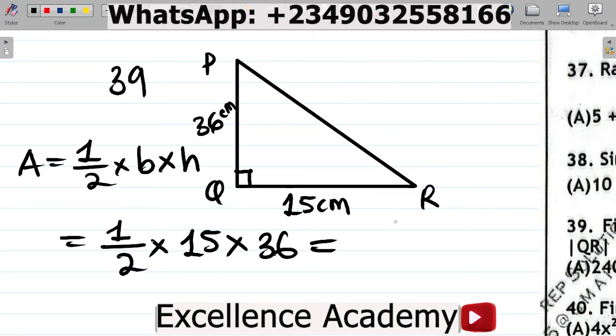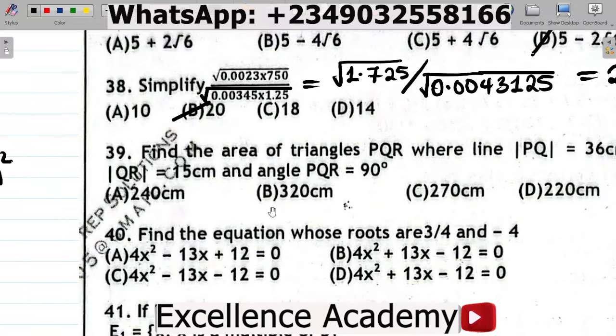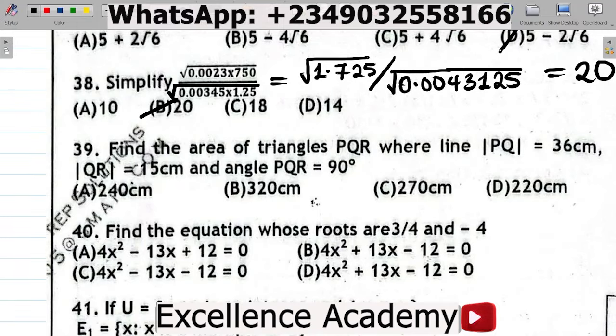So this is equal to, get your calculator, punch 1 over 2 or 0.5 times 15 times 36. The answer gives you 270. That's the area. Of course, area is in centimeters squared because my unit here is centimeters. So I have 270 centimeters squared. You should put squared here. All right, so the answer is C, 270 centimeters squared.